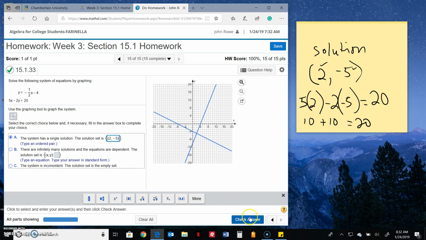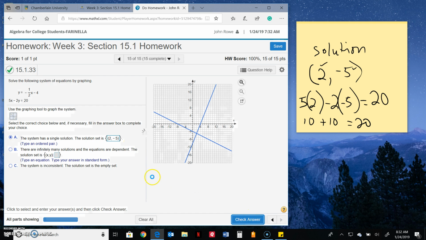Let's see if that's correct. We got it correct. Fantastic. Got very lucky here because I've done this a bunch of times and have not got it right.